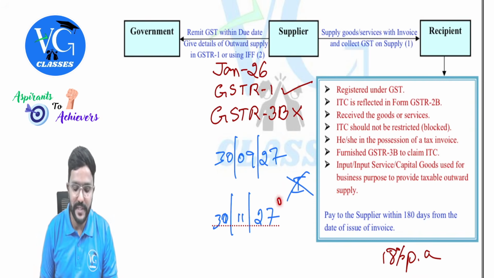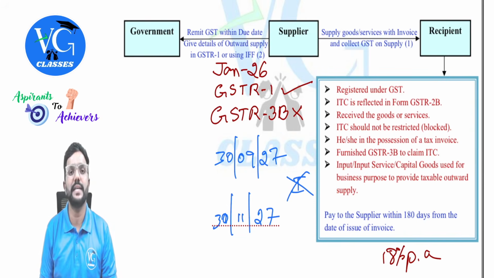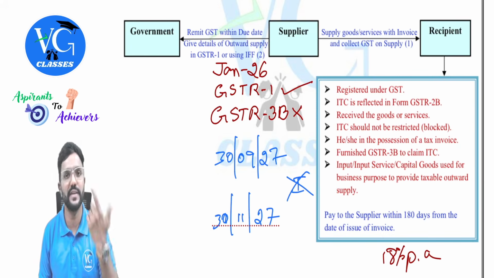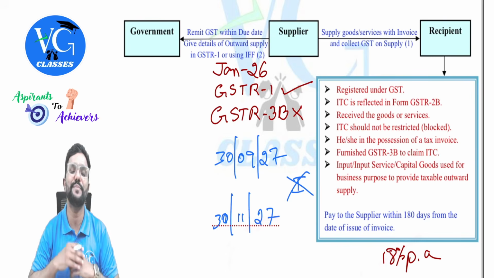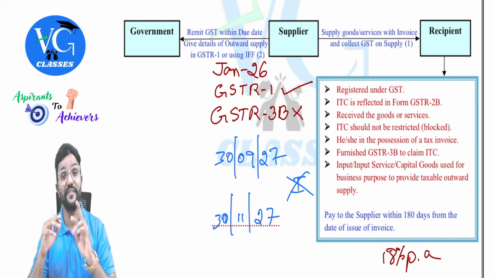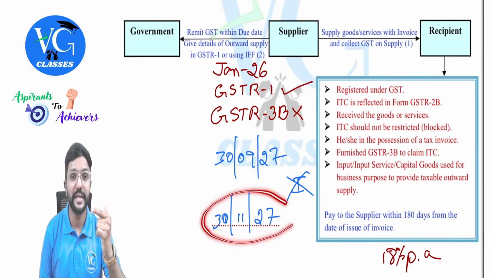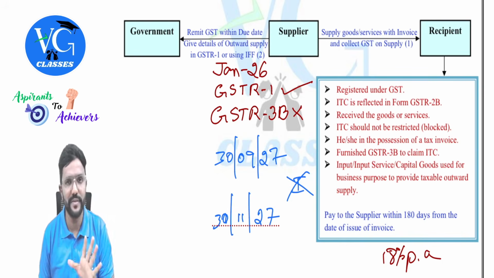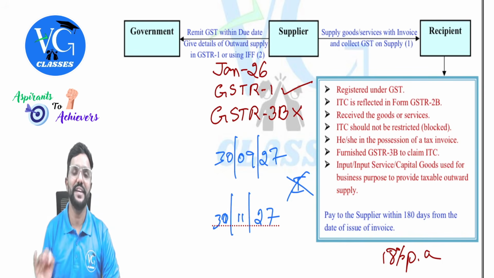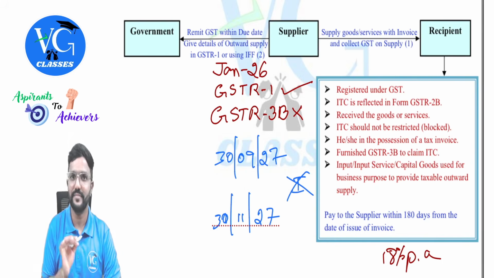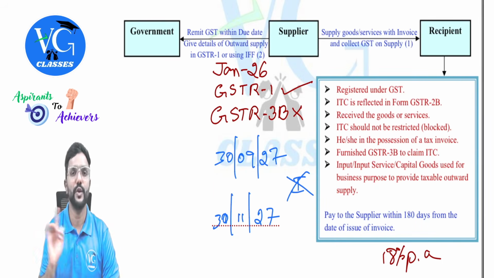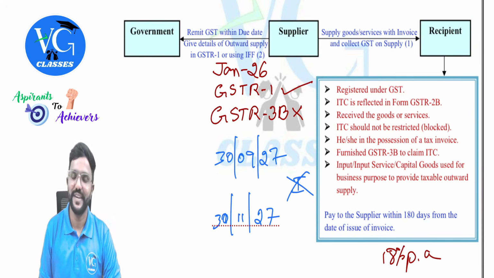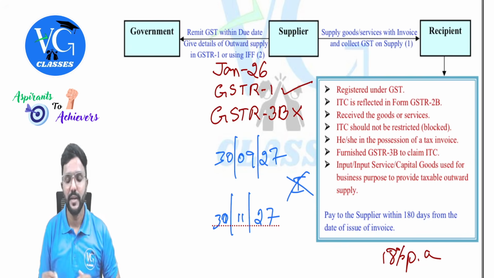So if the recipient doesn't reverse the credit by 30th November, he has to reverse it even if it is later. But from 1st December, interest will start at 18% per annum. So if you delay beyond 30th November, then from 1st December he has to reverse it, but along with the interest. So interest will start only from 1st December. Got it? So if you reverse it within this time, only the credit he has to reverse, no interest. Because anyway, the recipient has not made any mistake. Got it? Yes. But sir, what if later?